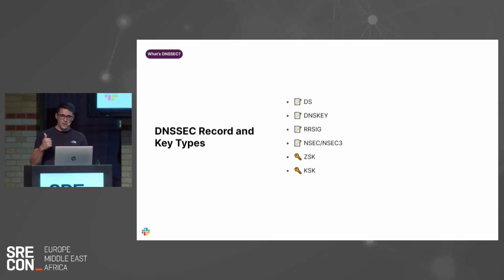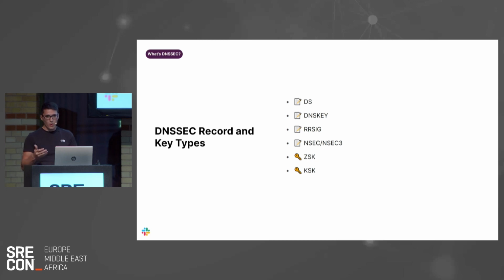So first of all, the DS record. This is the delegation signer, and it's used to secure delegations between name servers, and it's also referenced as the chain of trust in DNSSEC. Then we have the DNS key record. The DNS key record is the public key portion of the key, and resolvers will use this to verify the DNSSEC signatures in the RRSIG records, which is the next record.